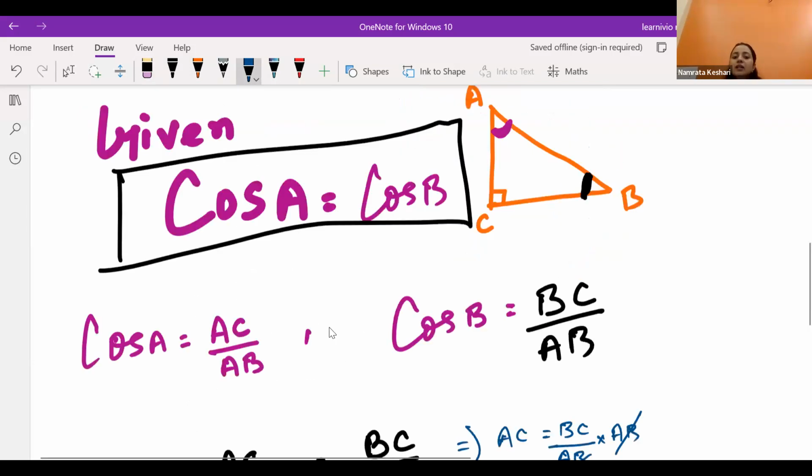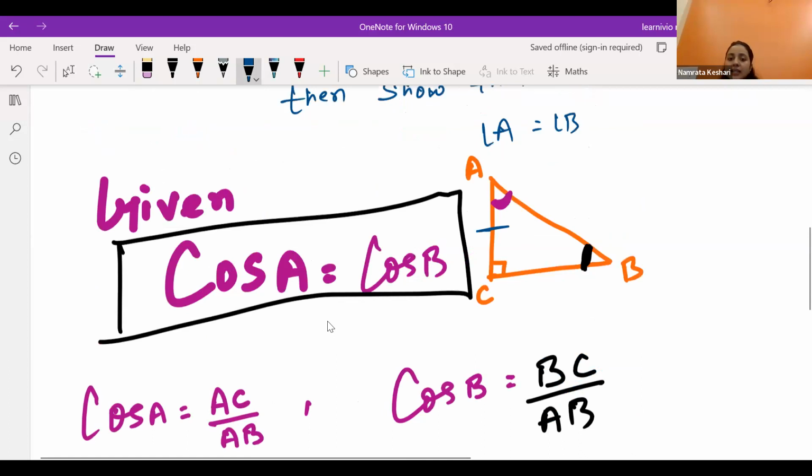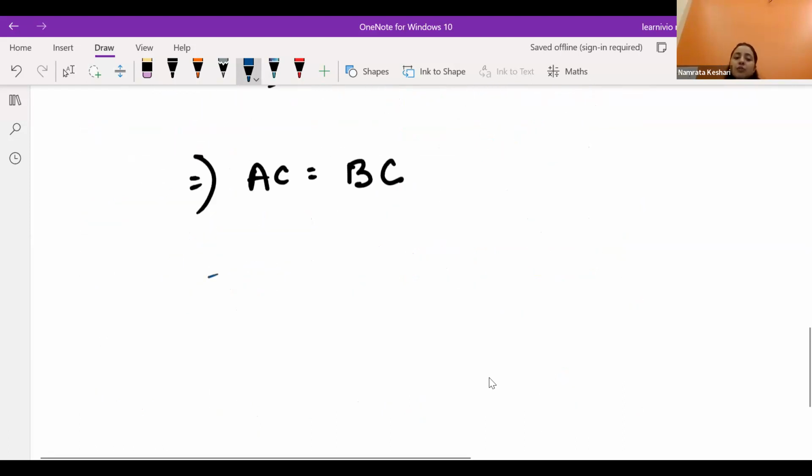Let's mark it in our triangle that AC side and BC side are of equal length. Then can we say this is an isosceles triangle? If these two sides are the same length, then which two angles will be the same? Angle A and angle B will be the same. Opposite to this one is angle A, opposite to this one, angle B. So, of course, which implies that, therefore, angle A is equal to angle B. Isosceles triangle property.